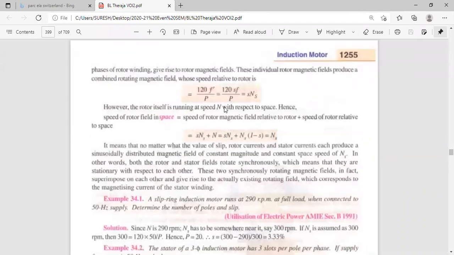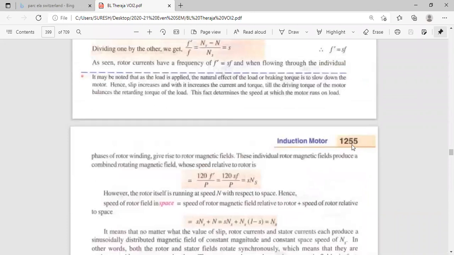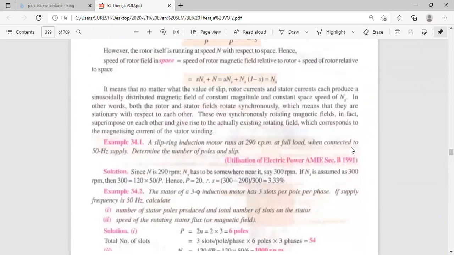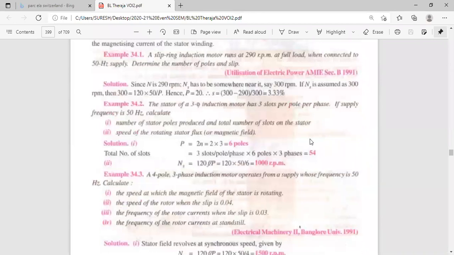Note down the page number first of all: page number 1255. In page number 1255, the first problem we are discussing: a slip ring induction motor runs at n equal to 290 at full load when connected to frequency f. Determine the number of poles and slip.